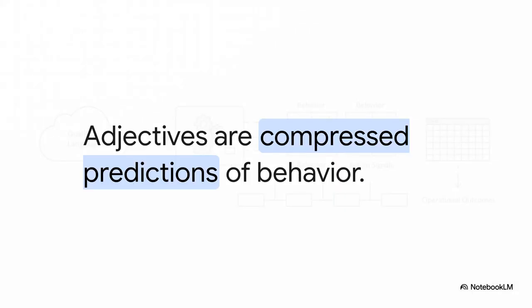So here is a profoundly simple, but honestly kind of surprising premise to completely shift your perspective. Adjectives are compressed predictions of behavior. Think about that for a second. We usually treat adjectives as these passive little words, right? Just describing how an object looks or feels. But this engine forces us to realize they're actually hiding a forecast. They literally compress expected behavior into a single compact word.